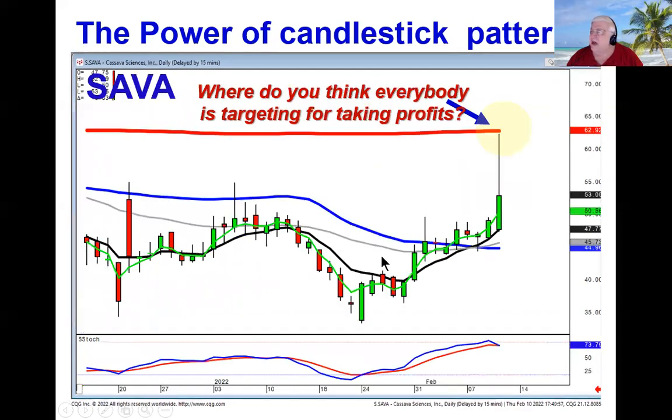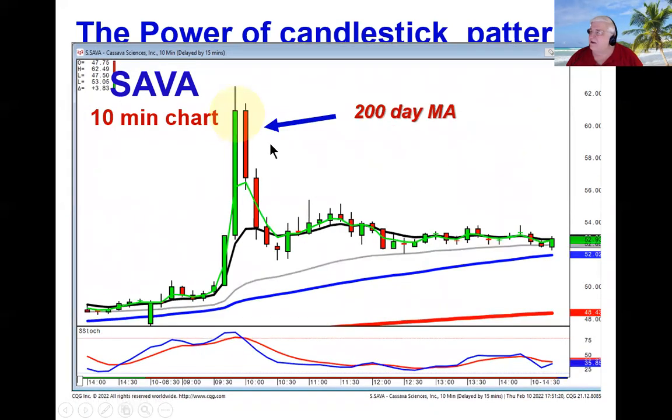Same thing on our SAVA. People are trading SAVA. If they're stretching to get to a target, and you're up here in the overbought area, same scenario. Simply flip to your 10-minute chart, and as soon as you can see they're not going through that resistance level, you start taking profits immediately.